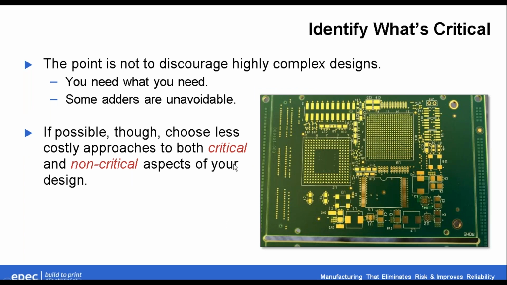So speaking of unavoidable, your first step in controlling your costs is to identify what really is critical. And the point of this, and I want to stress this, it's not to discourage highly complex designs. We can do that. You need what you need, and some adders are going to be unavoidable as you climb up the technology ladder. If possible, though, you want to choose less costly approaches to both critical and non-critical aspects of your design for your maximum savings.